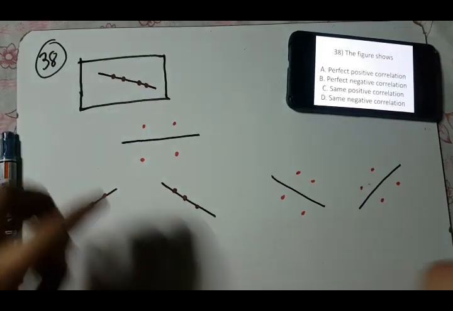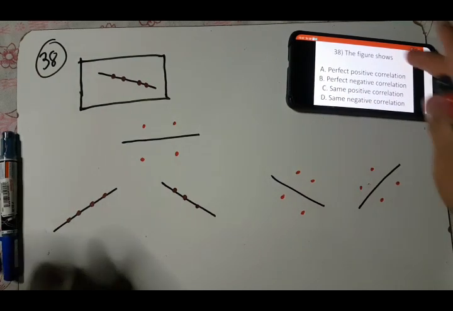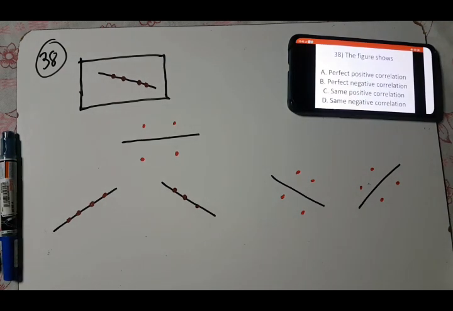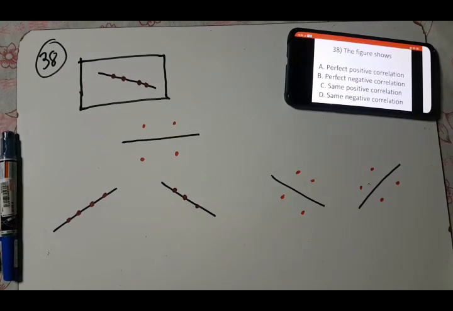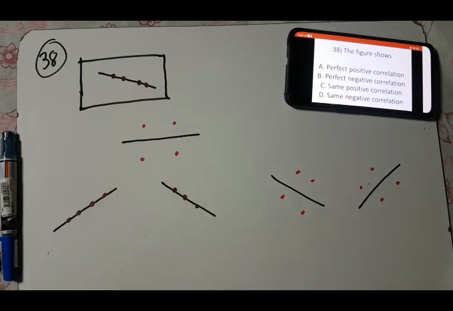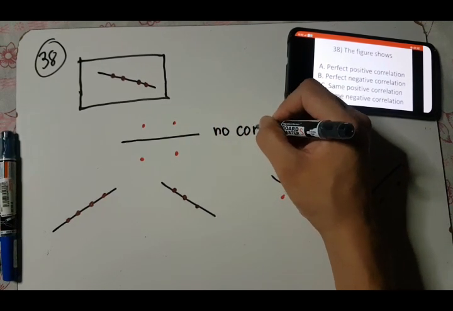Next, the figure shows, so wala yung figure. So, ito po yung figure talaga niyan. So, the figure shows, what type of correlation? So, discuss muna natin yung mga types of correlation given yung kanilang figure. So, kapag ganito po yung na-encounter sa board exam, that is no correlation.